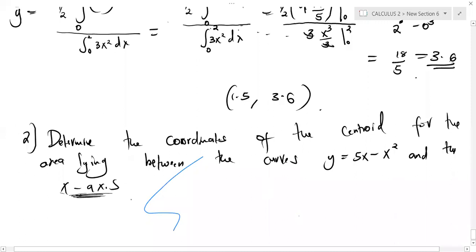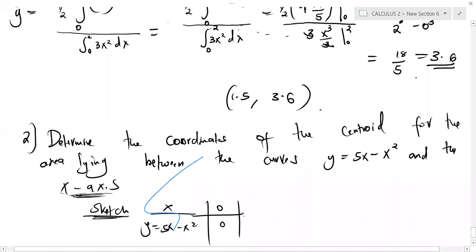So if we are to make a rough sketch of that, we will have random values of X with values of Y, where Y is 5x minus x squared. So for the value of X as 0, Y will be 0. For the value of X as 1, we'll have 4. For the value of X as 2, so 10 minus 4, that will be 6. For the value of X as 4, that will be 20 minus 8, that will be 12. So this is how this curve is going to look like.